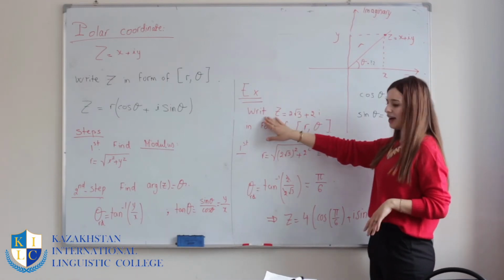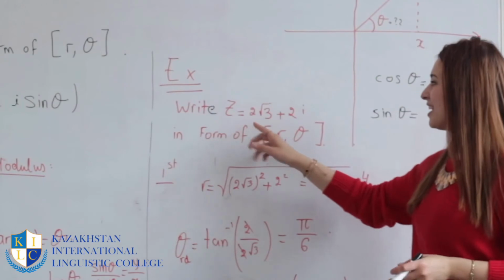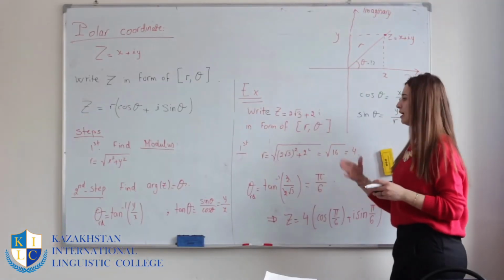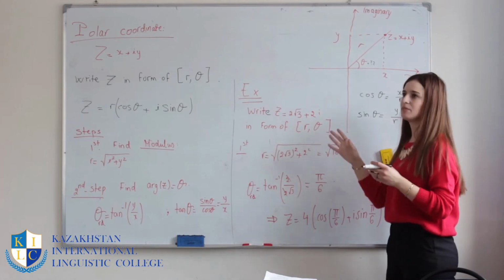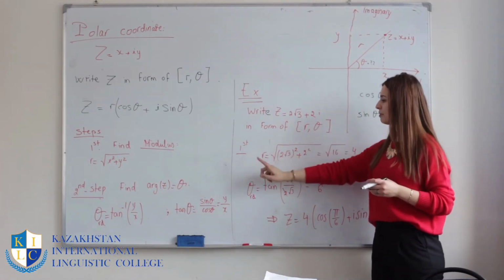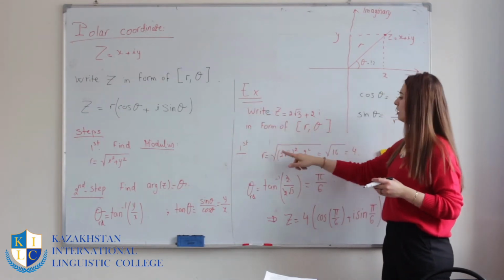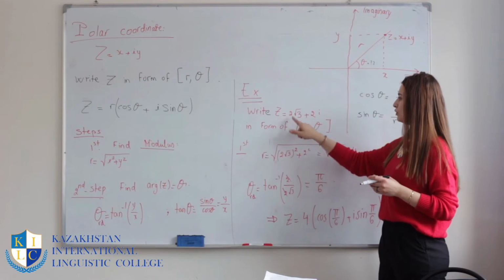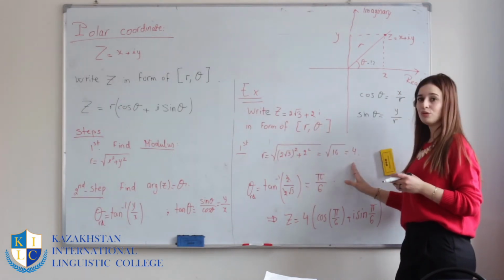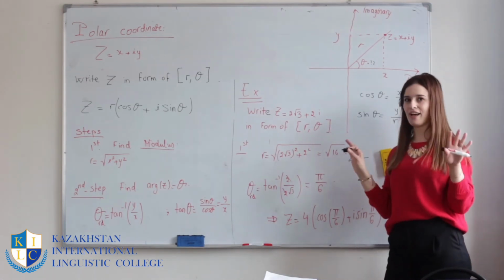Okay, let's take an example and see how we can do it. Write z equals 2 radical 3 plus 2i in this form. Usually I will tell you to write in this form with r and theta, meaning you only have to find r and theta. First step, find r. What is the absolute value of this complex number? It is the square root of (2 radical 3) squared plus 2 squared, which is equal to 4. That's good. This is the first step we have done.